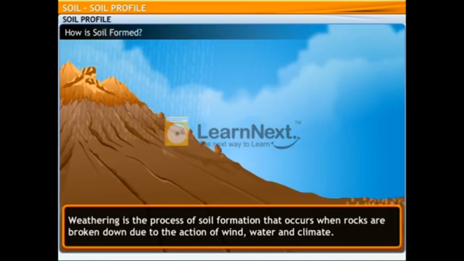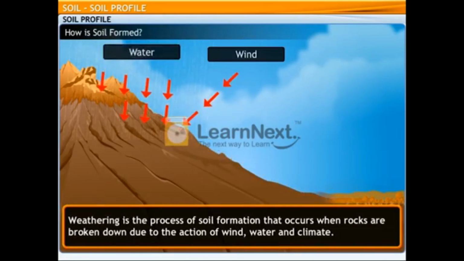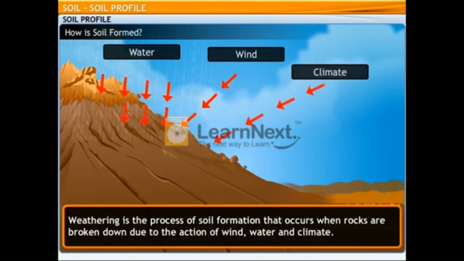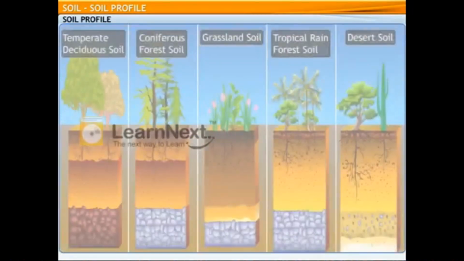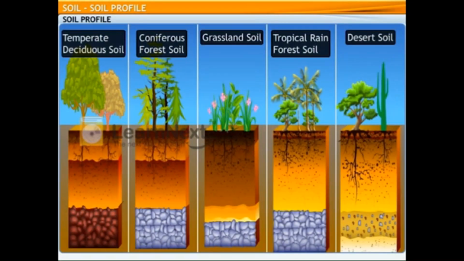Soil is formed when rocks are broken down by the action of wind, water, and climate. This process is called weathering. That is why the characteristic features of any soil depend upon the rocks from which it has been formed and the kind of plants that grow in it.